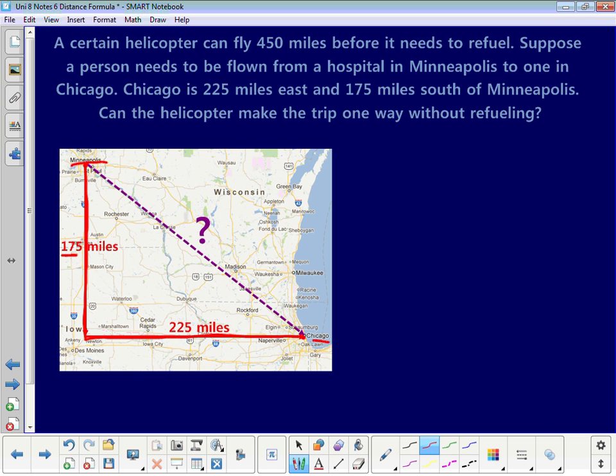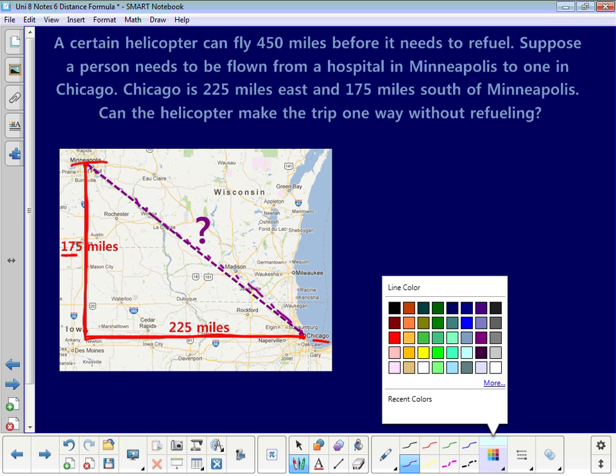So we went from Minneapolis to Chicago. But now when you're up in the air, flying in a helicopter, you're not going to fly in straight lines like that. You're going to go the shortest distance possible. So the shortest distance is this one here. But the question is, how long is that distance, and can the helicopter make it? We can use the Pythagorean theorem here to see what that distance is.